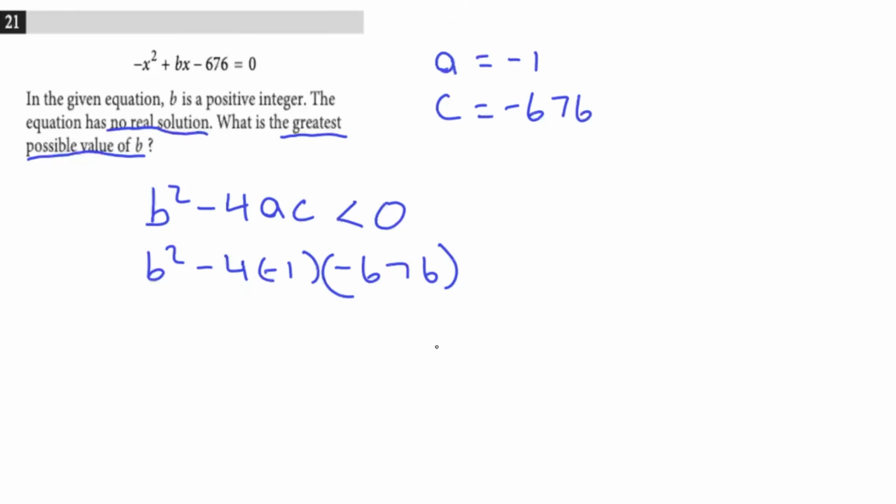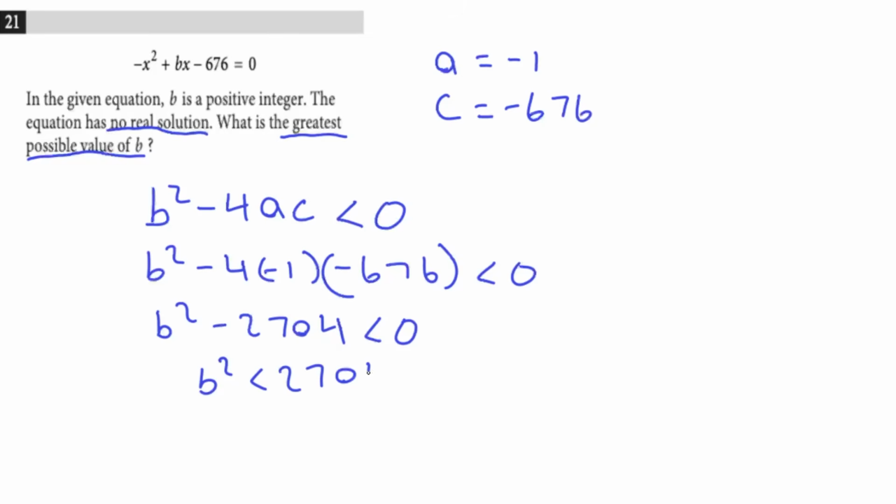So let me do that. And then when we do that, we're going to get 2,704. So we'll have b squared minus 2,704. And then that's going to be less than 0. So what we need to do here is now solve this. So this is pretty easy. We'll just add the value to the other side. So then this will be b squared is less than 2,704, and then we just square root both sides. So b is less than 52 if you put it in your calculator.